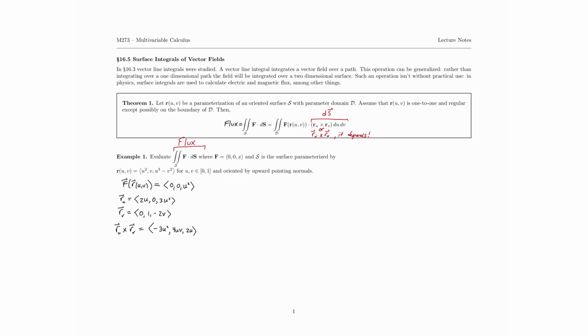Okay, so now a vector in 3 dimensions, x, y, z, is pointing upward if its z component is a positive number. It's a positive value. So the z component here is 2u, and since u has a range of 0 to 1, that means that 2u has to be greater than 0 on the interval 0 to 1. So this is upward pointing. So I'm just going to go ahead and say it is upward. Okay. So that means we don't have to do any corrections here.